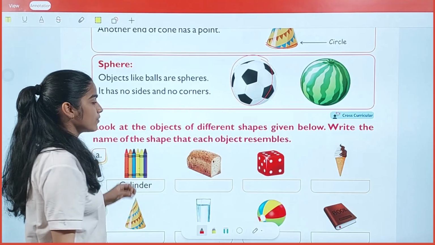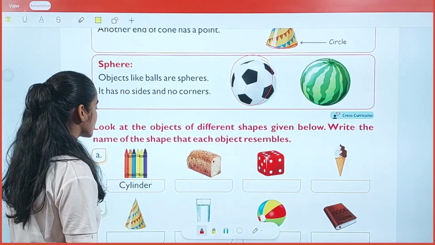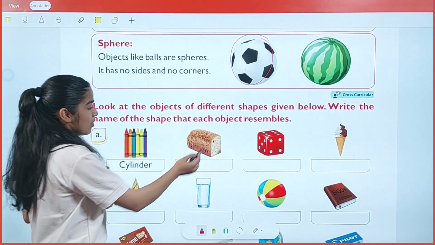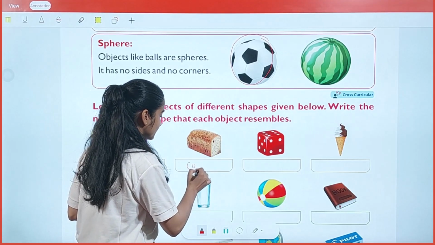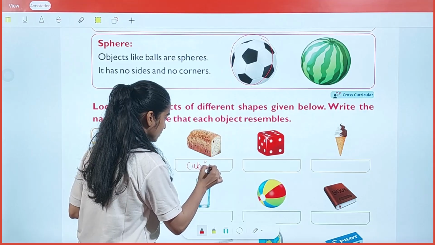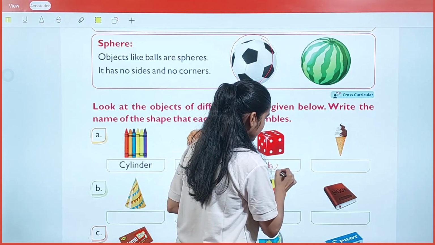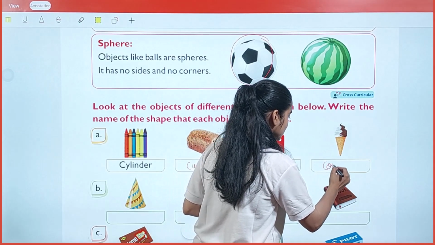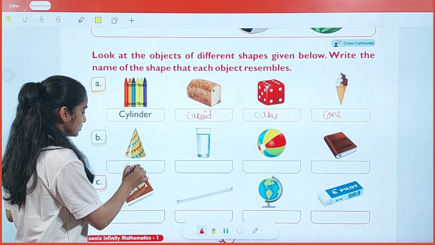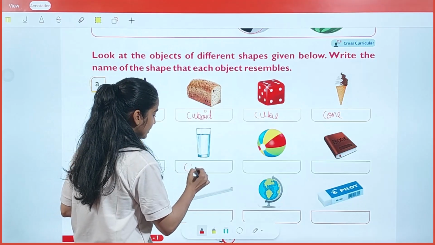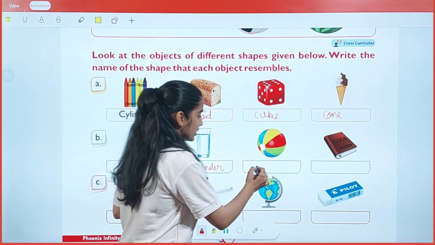Look at the objects of different shapes given below. Write the name of the shape that each object resembles. So this resembles cylinder. What does this resemble? I think it resembles a cuboid. This resembles a cube. It looks like your cone. This is also your cone. It looks like cylinder. It looks like sphere.